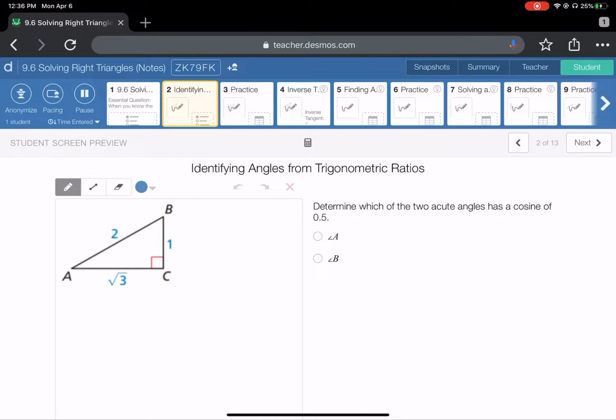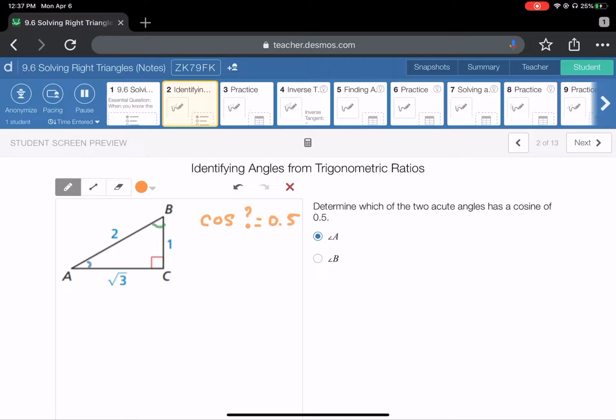So the first thing we're going to do is identify angles from given trigonometric ratios. Determine which of the two angles has a cosine of 0.5. So what this is asking is, I want to know which angle, either angle A or angle B, gives me a cosine of 0.5. So I'm going to go ahead and write that over here. I want the cosine of a certain angle to be equal to 0.5. So which angle will give us 0.5 using cosine, A or B?